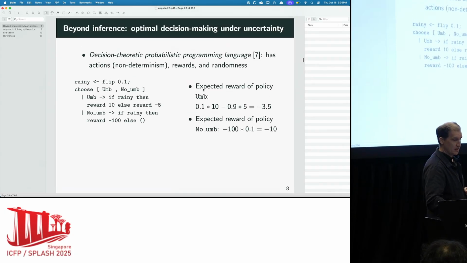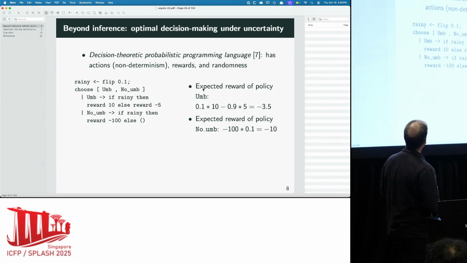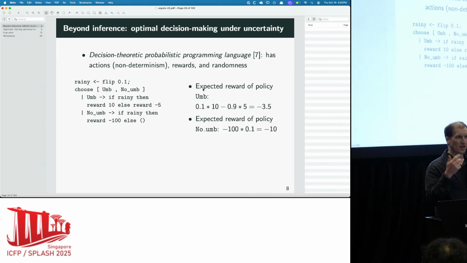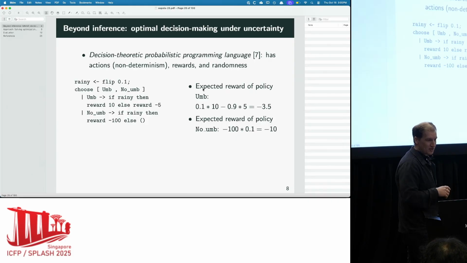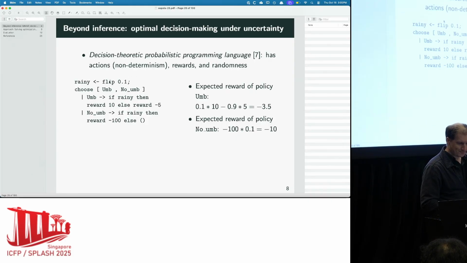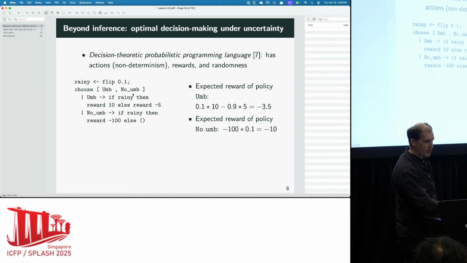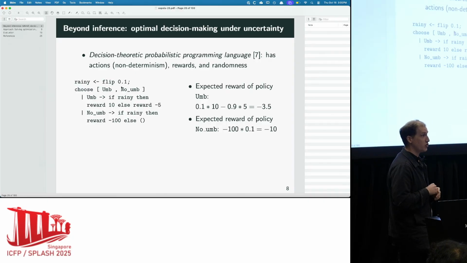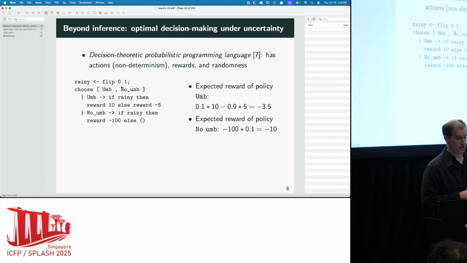I want to show you an example. Here's a smaller one than the router one that's easier to wrap our heads around. I'm trying to decide whether or not to bring an umbrella, right? This is very relevant for us here today in Singapore. Every day there's been rain in the forecast, so do we bring our umbrella? So you have some probability of there being rain, and then you have a choice whether or not to bring an umbrella, and this is like a keyword in the language. It's a non-deterministic choice of these two possible actions, right?